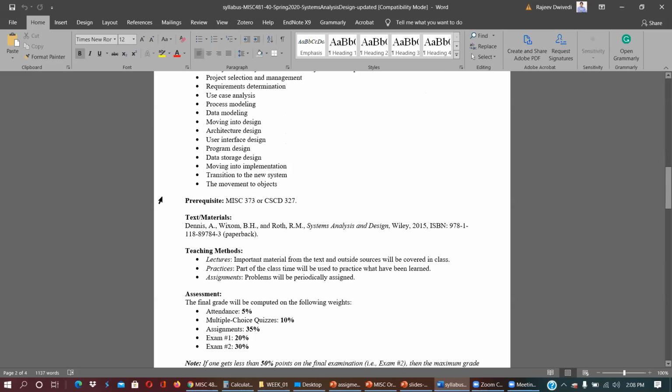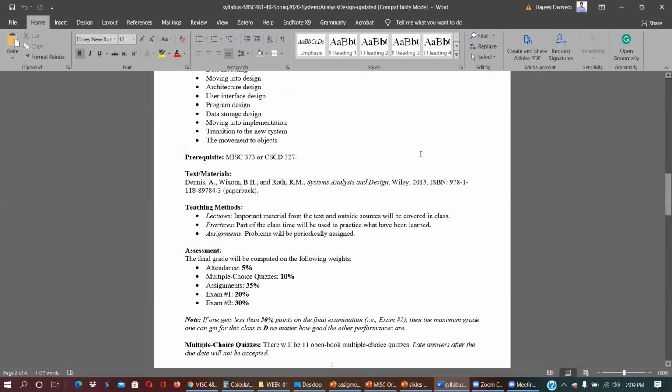What are the prerequisites? MISC 373, and I do remember that some of you already took this MISC 373 during summer 2020 with me. So 373 and CSCD 327, these are the two prerequisites you must have.